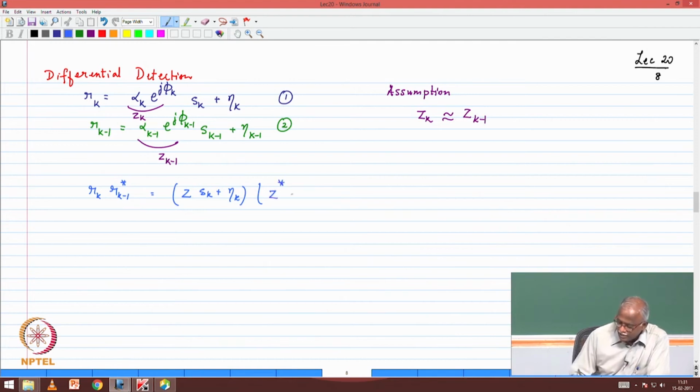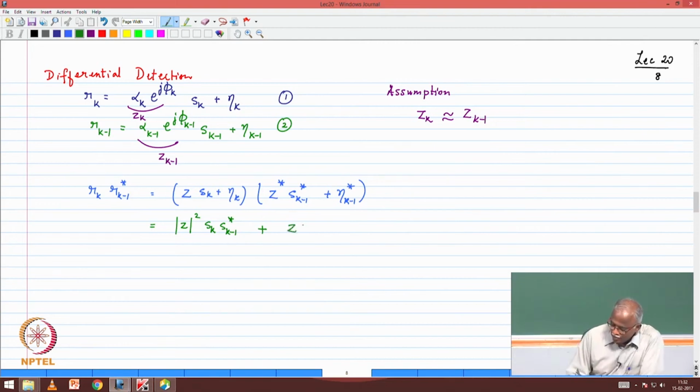This would be z star sk minus 1 star plus eta k minus 1 star. That's the substitution of the two expressions. Okay. Now the expansion of this, very straightforward, but let me just highlight it for you. It would be mod z squared sk minus 1 conjugate, plus there are going to be 4 terms.